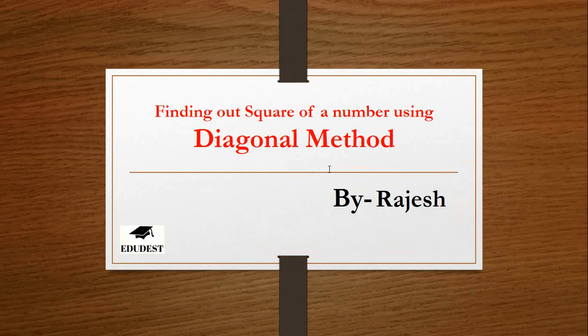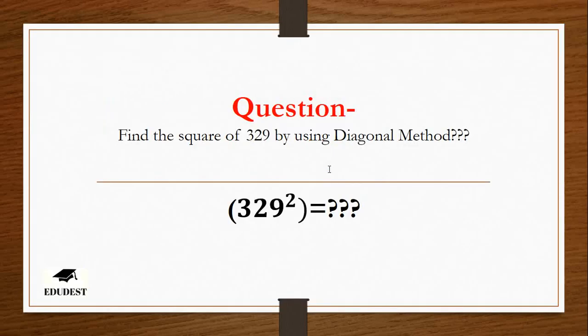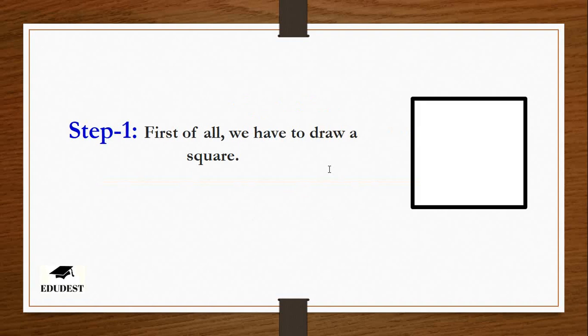Friends, today we will see how to find out the square of a 3-digit number using the diagonal method. Here is the question. We will find out the square of 329, which is a 3-digit number, using the diagonal method. Let's see what the steps are.